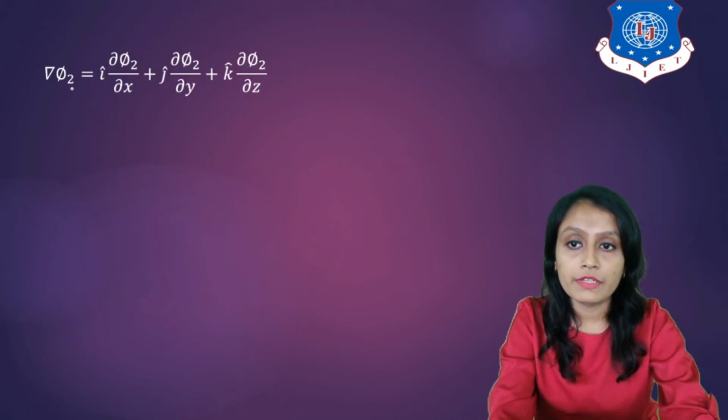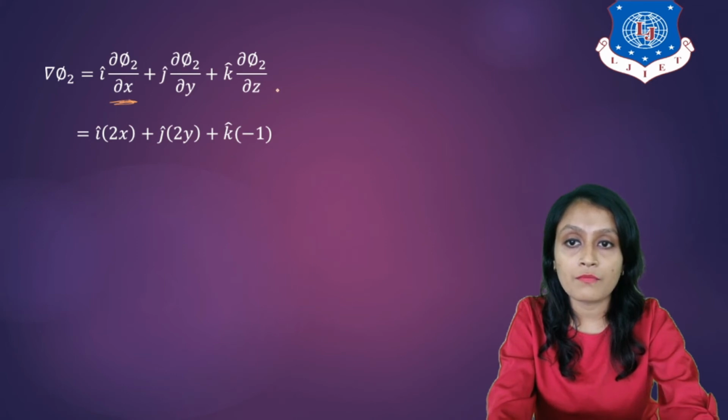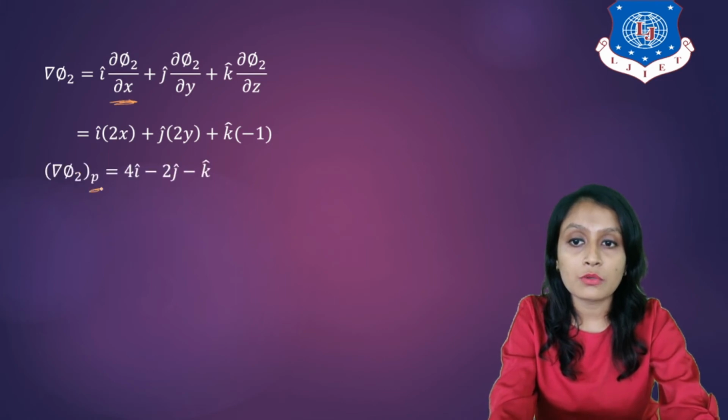Now we will find the gradient of phi 2. So it is given by formula i cap into del phi 2 by del x plus j cap into del phi 2 by del y plus k cap into del phi 2 by del z. So the gradient of phi 2 is given by i cap into 2x plus j cap into 2y plus k cap into minus 1. From phi 2 you can see and you can find this derivative. Now we will find the answer at this particular point P.